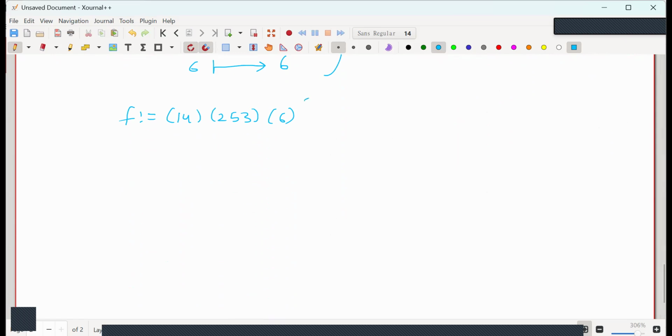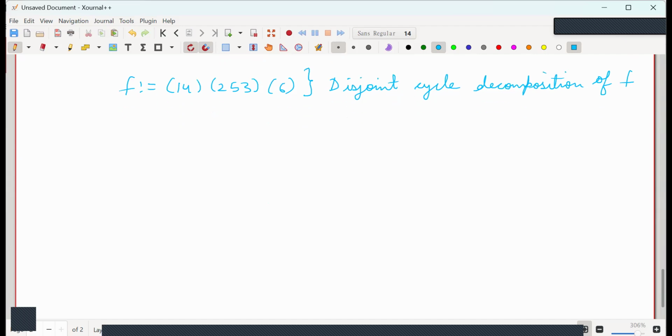Such a notation is known as disjoint cycle decomposition of F. As the name suggests, disjoint because all cycles here are disjoint, right? And cycle decomposition because we are decomposing a function in terms of these cycles.